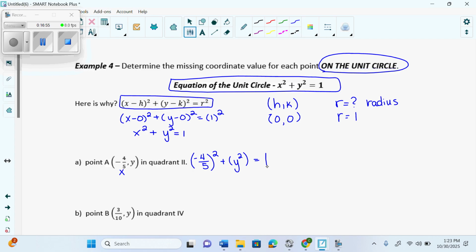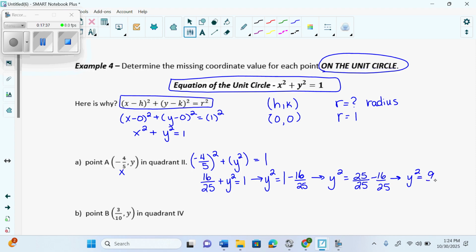Now, if I square negative 4 and square 5, I'm going to get 16 over 25 plus y squared equals 1. Then my next step is to subtract that 16 over 25. So I'm going to get y squared equals 1 minus 16 over 25, which you could plug into your calculator, but I'm going to make a common denominator. So y squared equals, instead of a 1, 25 over 25, because that is 1, minus 16 over 25. So I get y squared equals 9 over 25.